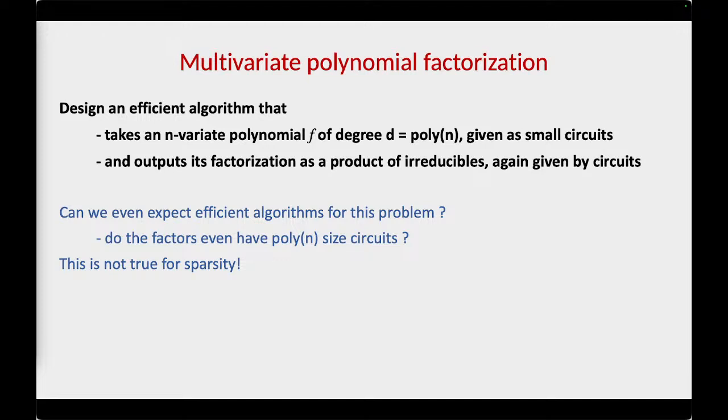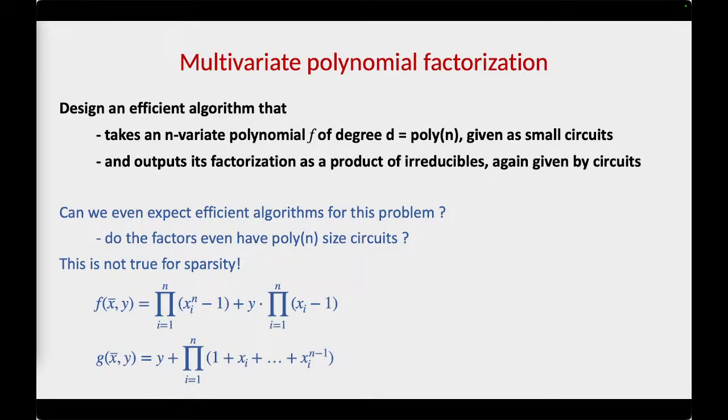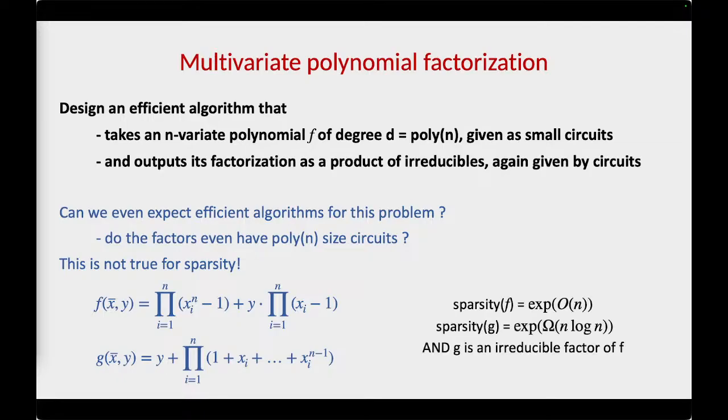This is not true for sparsity, which is sort of the most natural initial model that one would think of for representing polynomials. So for instance, consider this polynomial f of xy, and the number of monomials that this polynomial has is about 2 to the n, maybe 2 times 2 to the n. But here's a factor. So g of xy is an irreducible factor of f of xy, but the number of monomials here is more like n to the n. So the sparsity of f is exponential in n, but the sparsity of g, which is a factor of f, is exponential in n log n. So there's a quasi-polynomial growth in the sparsity in the process.